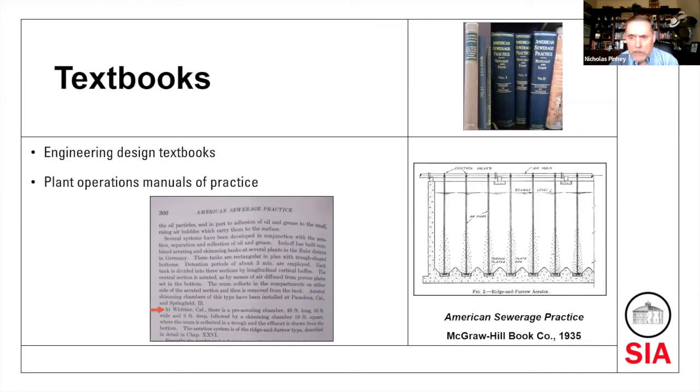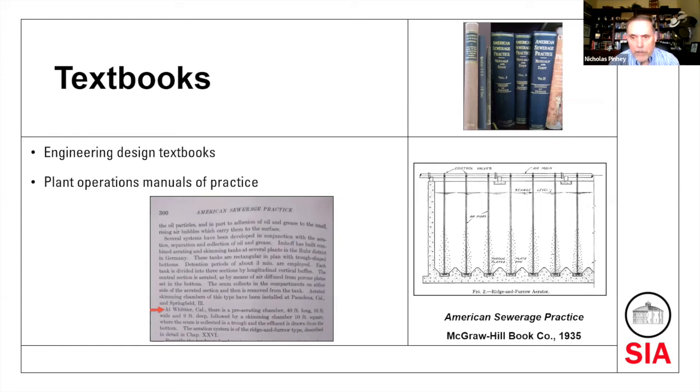So the value of the textbook, in this case the Metcalf and Eddy textbook, is that it provides me with a level of detail on the design of the pre-aeration chamber that was not found in any of the journals or newspaper discussions of the Whittier plant. This for me was a great find, but the textbook focused exclusively on the pre-aeration system for Whittier.